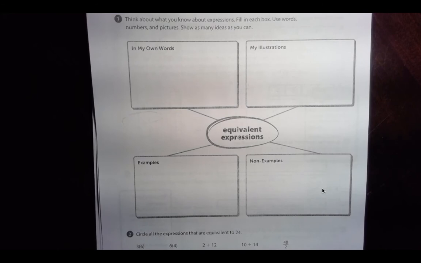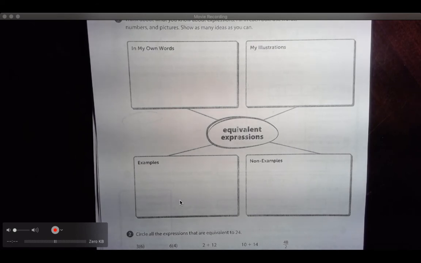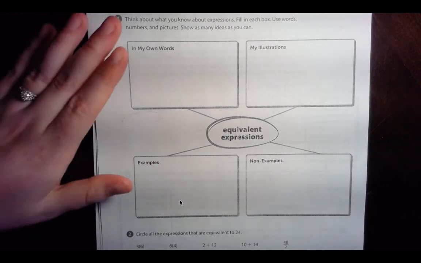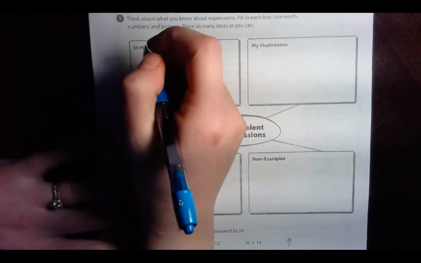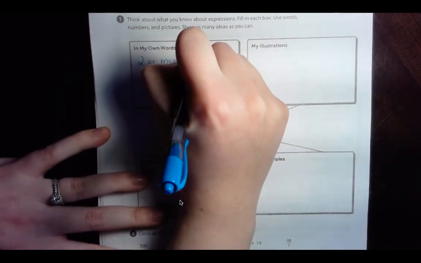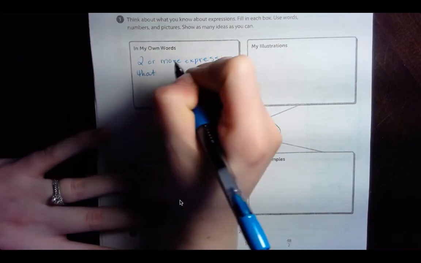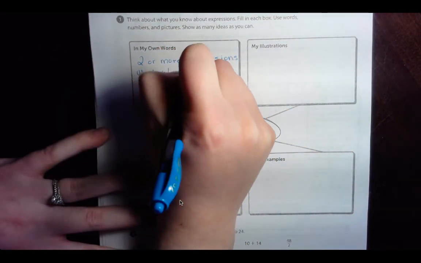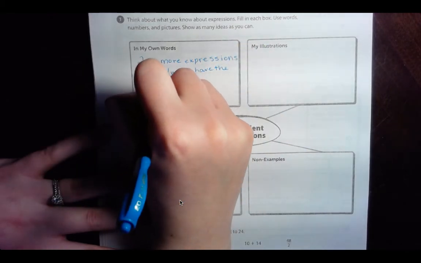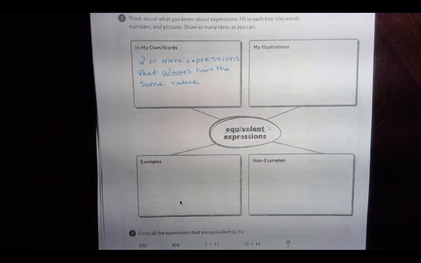So let's start with our own words. So you need to try this on your own first, and then come back. We can do it together. So in your own words, what do equivalent expressions mean? So what are equivalent expressions? So they are 2 or more expressions that always have the same value. Remember, equivalent means equal. Okay?